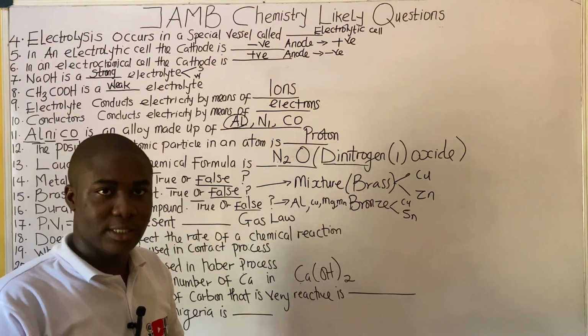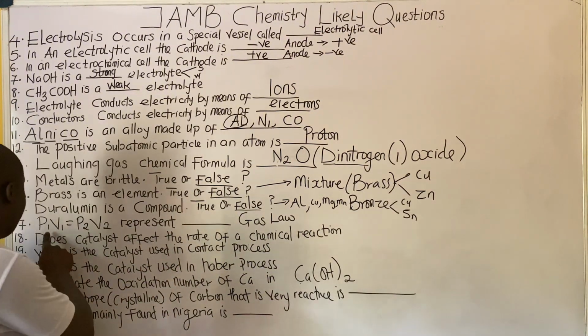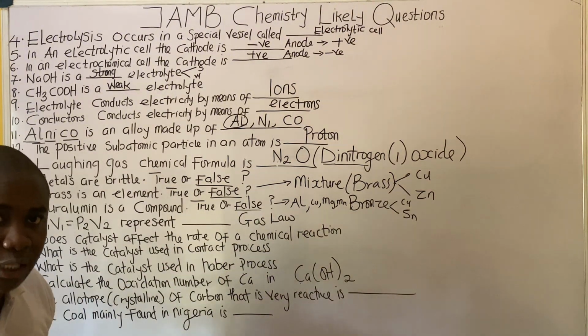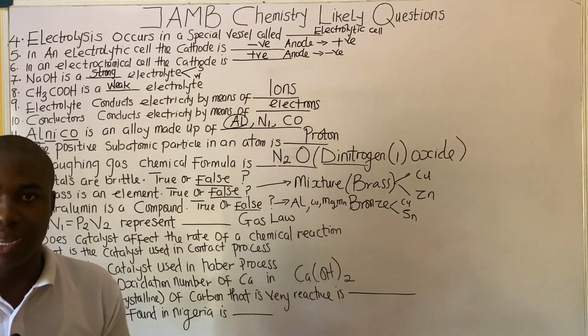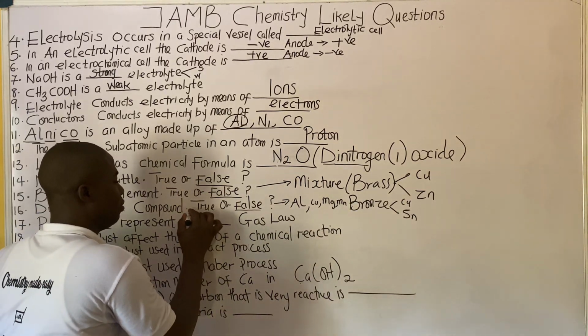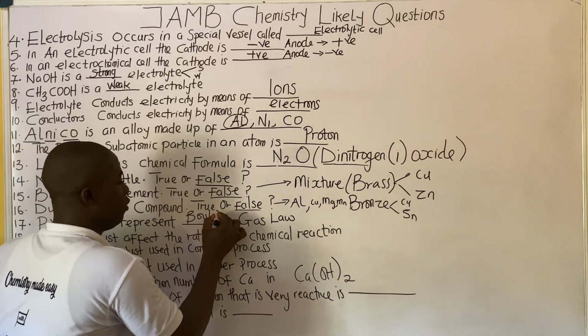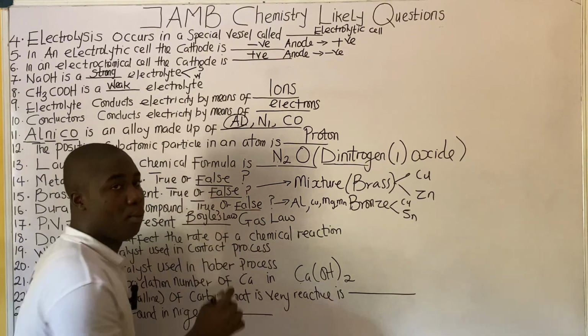So let's get straight into the next question, and it says P1V1 is equal to P2V2 represents dash gas law, simply called Boyle's law. Take note, which was brought about by a man called Robert Boyle.